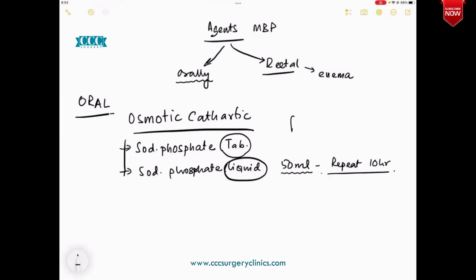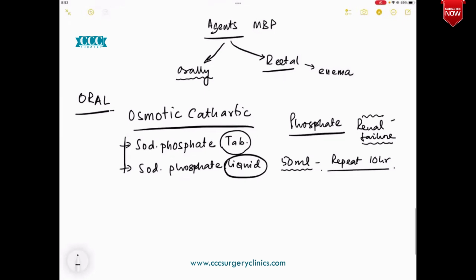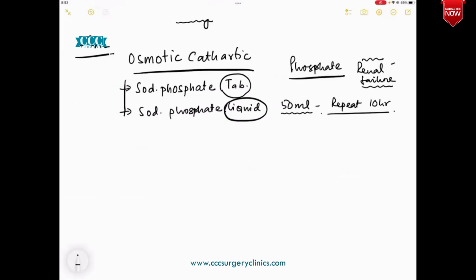The main problem with phosphate is that it has its concerns in patients with renal failure. Patients with a kidney problem will have a real challenge with this one.